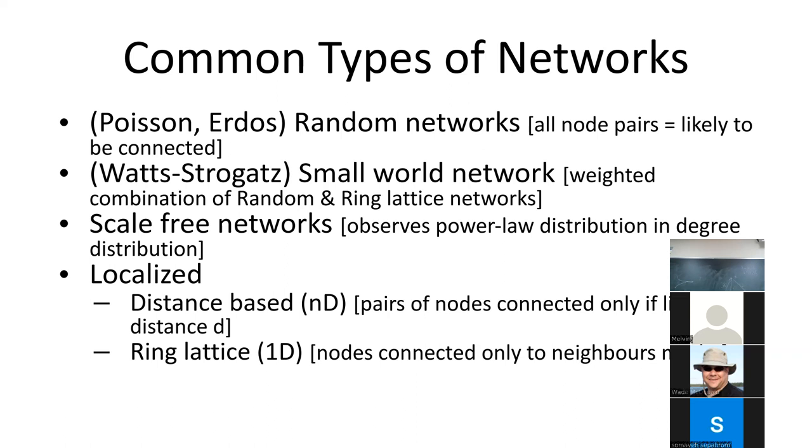0 is connected with -1 and with 1. 1 is connected with 2 and with 0. 2 is connected with 3 and with 1. And it's mod because it forms a ring. It goes 0, 1, 2, 3, 4, 5, 6, 7, 8, 9, and you're back to 0.